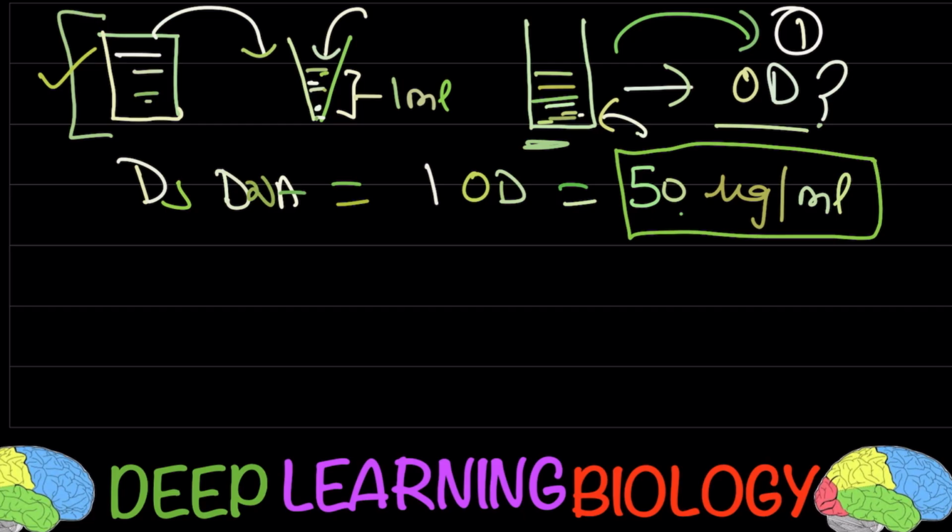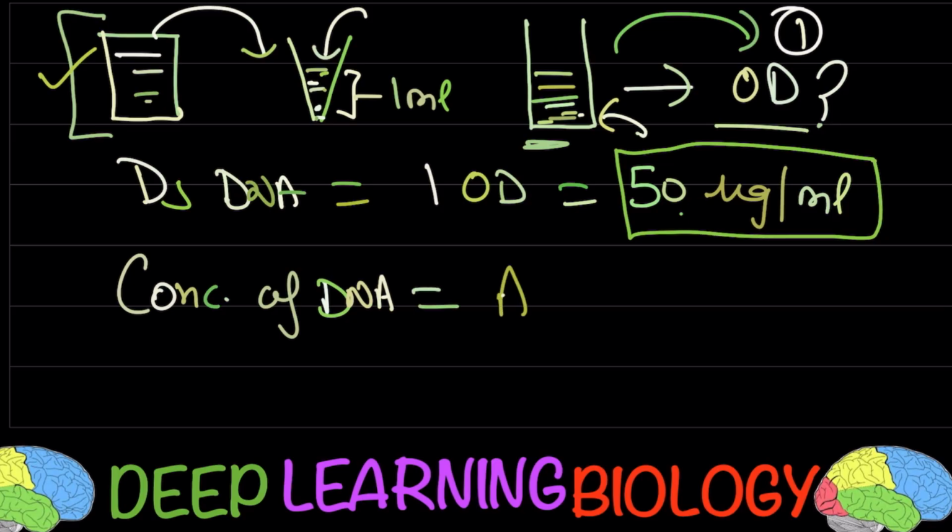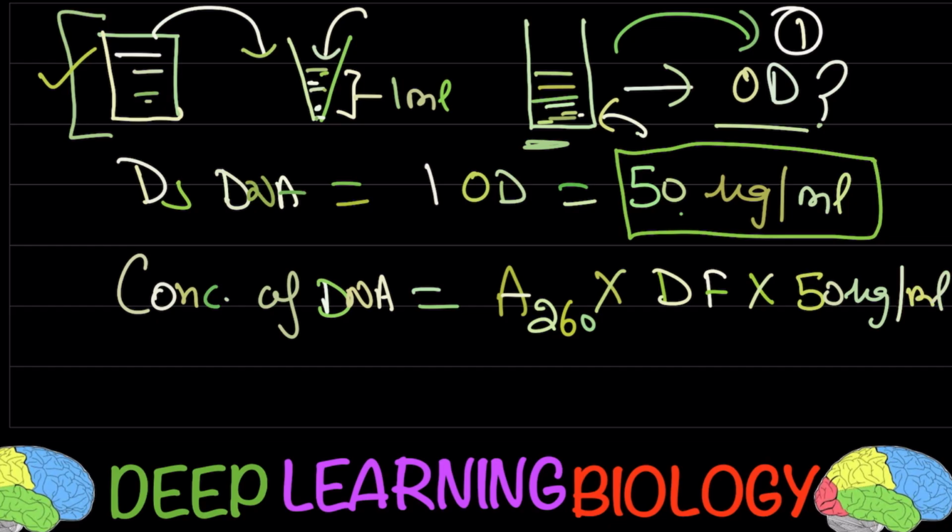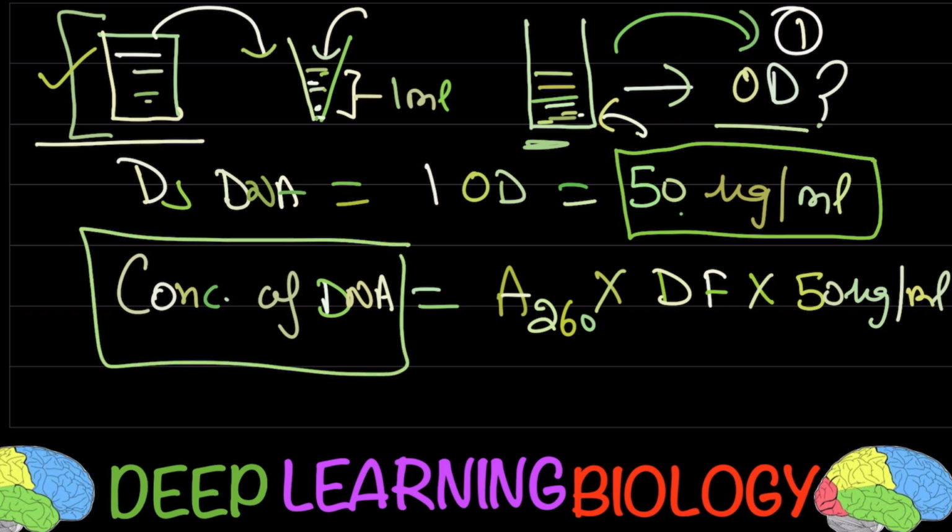So here keep in mind, the concentration of DNA is being calculated as the absorbance at 260 nanometer, meaning the OD value, multiplied by the dilution factor, multiplied by 50 microgram per ml. You can calculate the concentration this way.